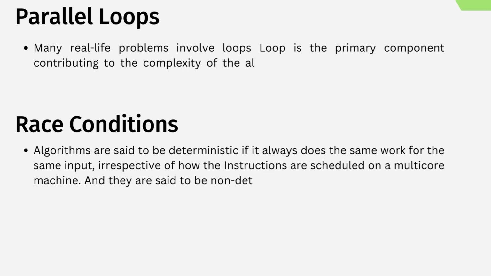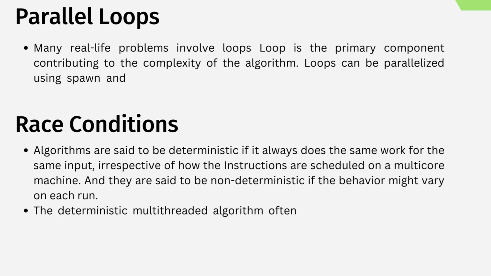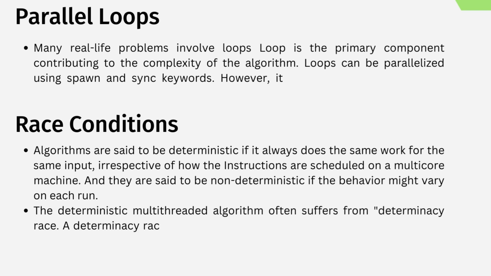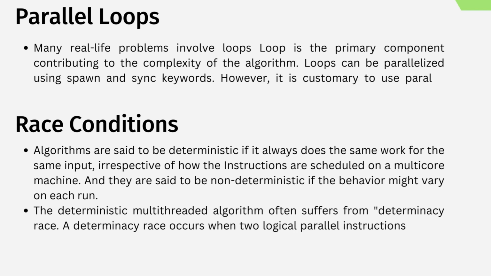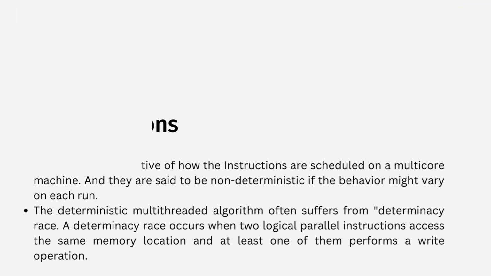Race conditions. Algorithms are said to be deterministic if they always do the same work for the same input, irrespective of how the instructions are scheduled on a multi-core machine. And they are said to be non-deterministic if the behavior might vary on each run. The deterministic multi-threaded algorithm often suffers from determinacy race. A determinacy race occurs when two logically parallel instructions access the same memory location and at least one of them performs a write operation.